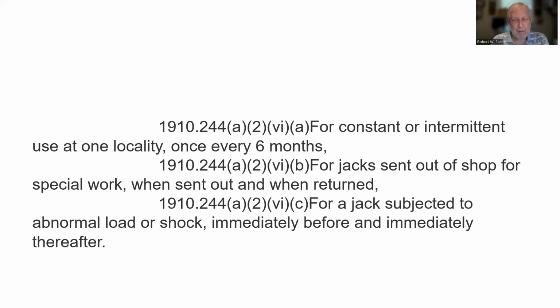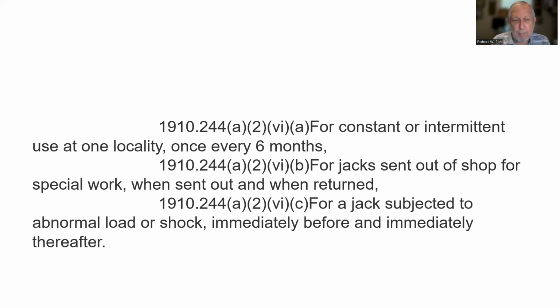It makes a lot of sense because if you move it around a little bit, you kind of lose track of it. And how do you know when it's inspected? So, at one locality. For jacks sent out of shop for special work, they have to be inspected when they're sent out and when they're returned. So you have a tool crib maybe, or your people are taking a jack somewhere else and bringing it back. If it's not being there all the time, then it has to be inspected when it's sent out and when it's returned.